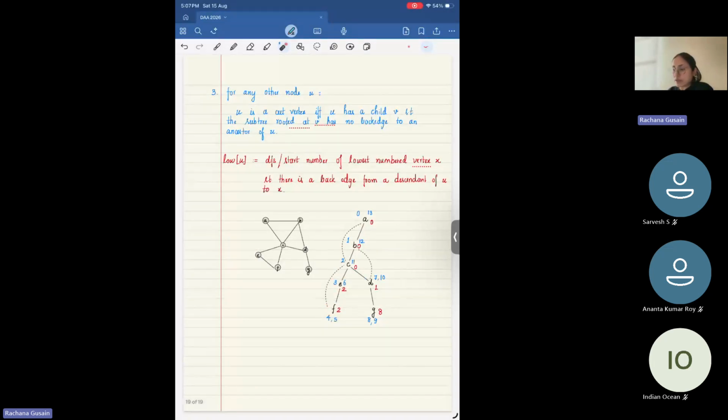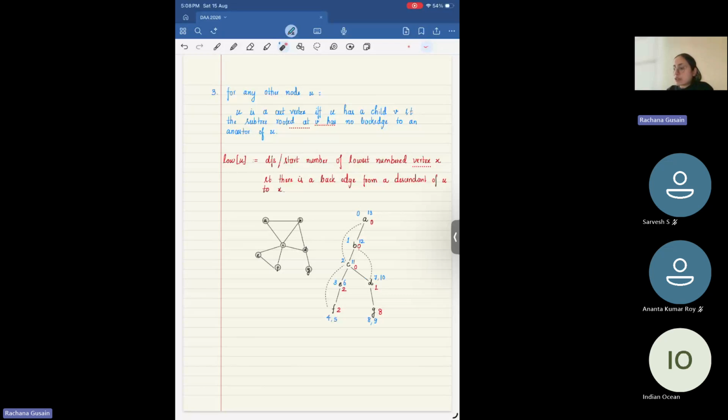Here I've just given an example of how to do it manually, but you can implement it easily. So at least manually how to do it, is this clear to all? Yes, ma'am.